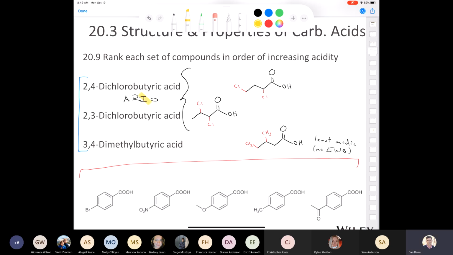Exactly. It's the 2,3-dichlorobutyric acid. So we'll put here most acidic. And this is based off of proximity of electron withdrawing groups. It's nothing more than this chlorine, right? You have a chlorine at carbon 2 in both of them, but this one's at carbon 3 and this one's at carbon 4. So this one is the winner. Winner, winner, chicken dinner, so to speak.